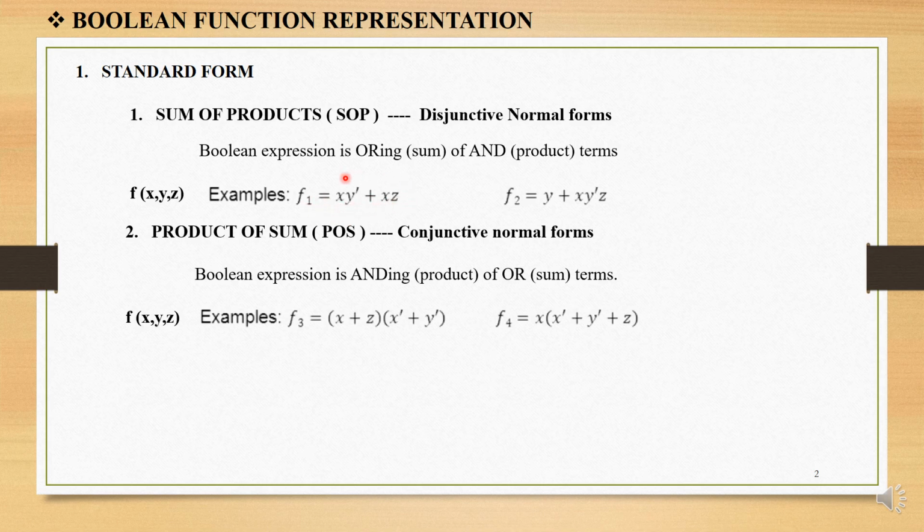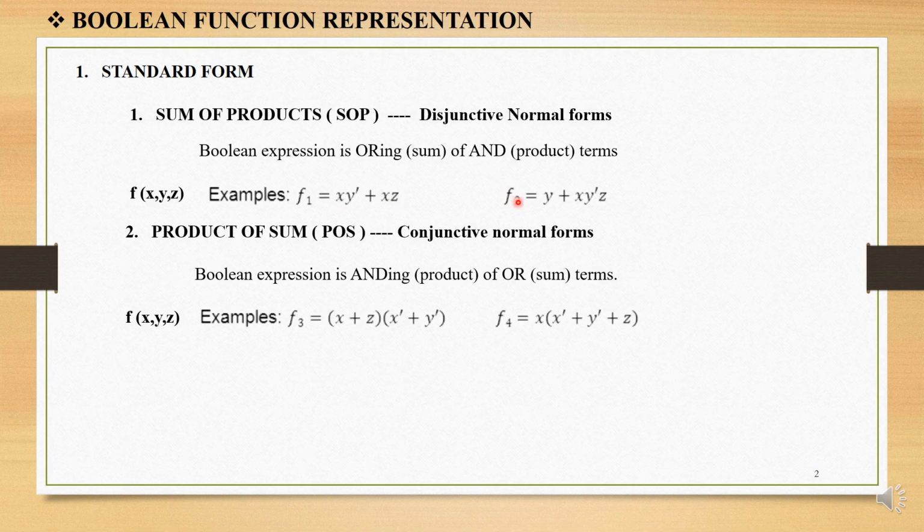How many product terms do we have in this example? We have two product terms. The first product term is xy bar and the second product term is xz. So these two are the product terms which are ORed together and defined in a Boolean function.